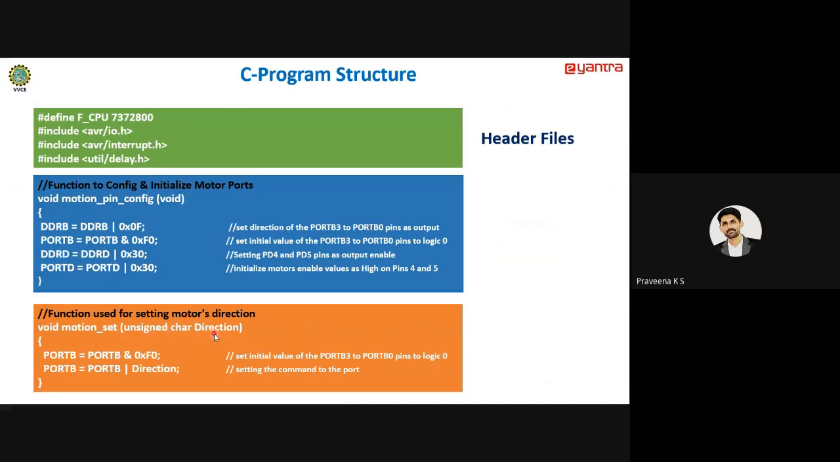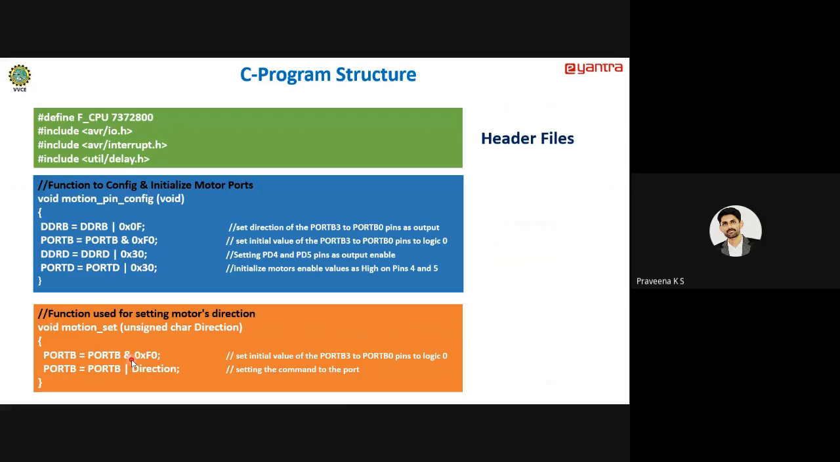Fine. So that means if you want to move the robot in forward mode, you type 06, right? So motion set in between 06. If you write that, direction will store the 06 value. Fine. So inside that, what actually happens? PORTB is equal to PORTB AND of 0xF0. As I said, I have to reset the lower nibble initially, so it has to be off. For that, I will call that function. Then I'll write the direction.